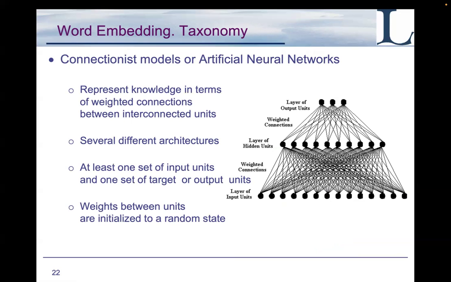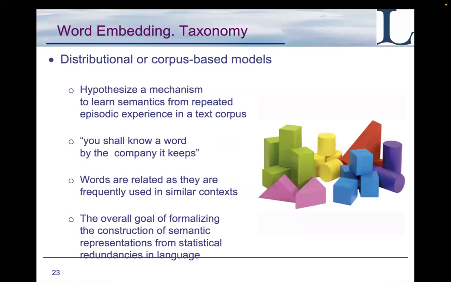So the idea with the connectionist model is rather straightforward. You have a neural network, and there are different configurations of this neural network that produce these word embeddings. The embedding in this case is the activations observed on hidden layers for a given low dimensional input word.